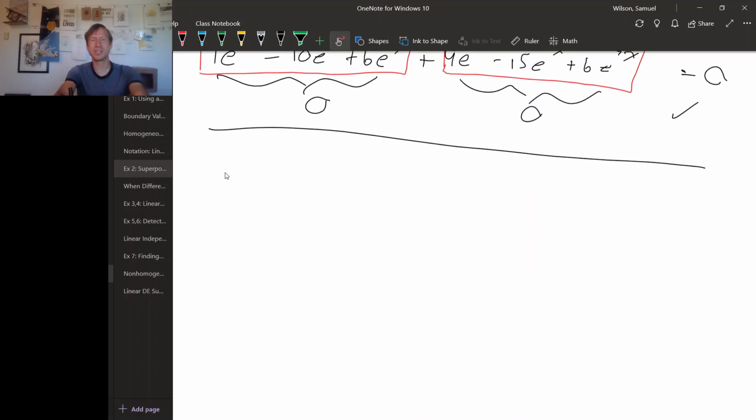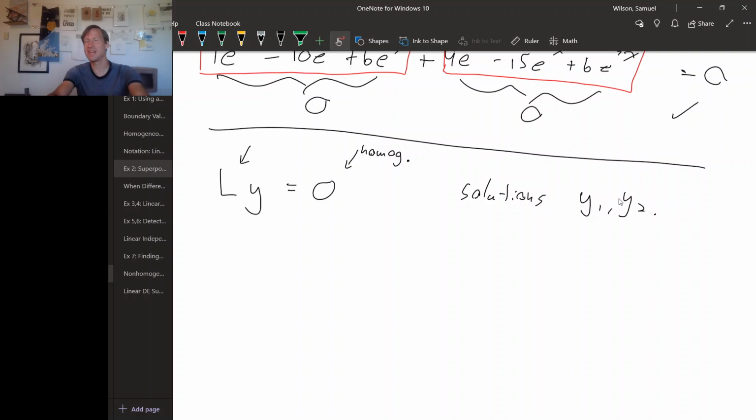So let's do this in general. Let's write a linear differential equation. And in general, we can write that like some linear differential operator L applied to y is equal to 0. So this is a homogeneous differential equation. And suppose we have solutions y1 and y2. These aren't the same solutions as from before. These are just names for some functions that for some reason we know are solutions.